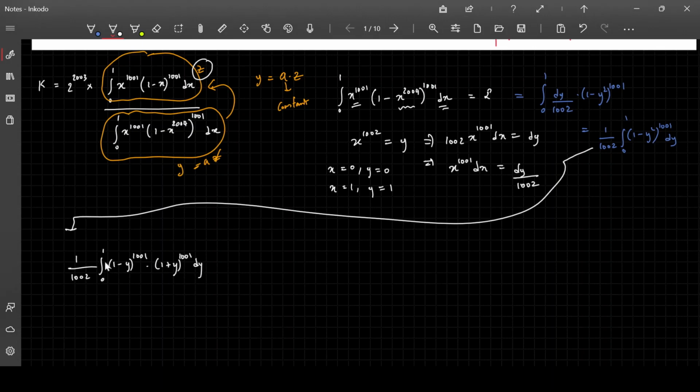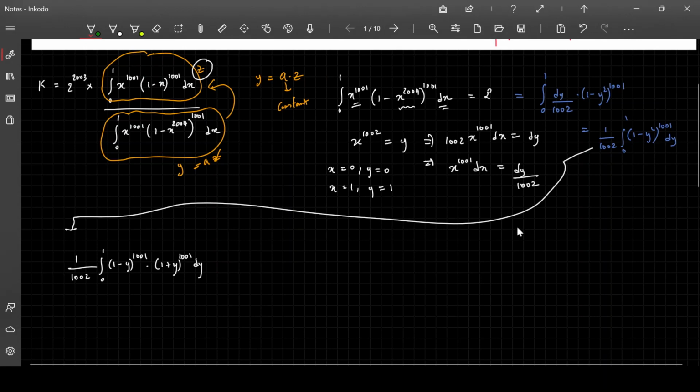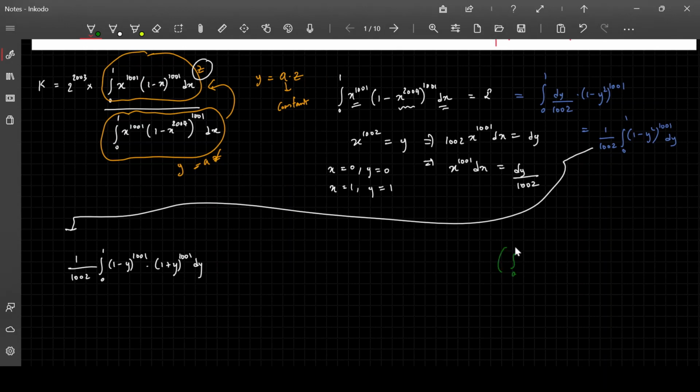And now let us substitute this. We know this property, right? Integrating from a to b, f of x dx will be equal to integrating from a to b, f of (a plus b minus x) dx. We know this property, so let us use that.